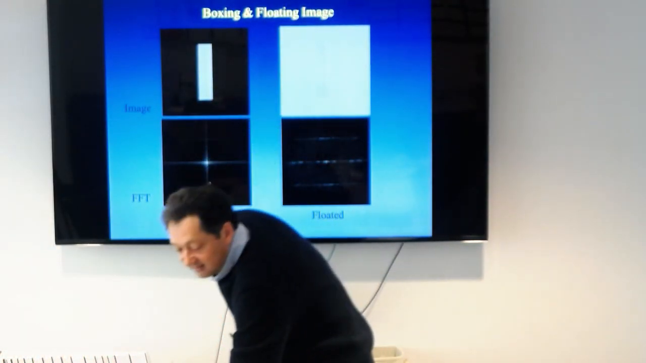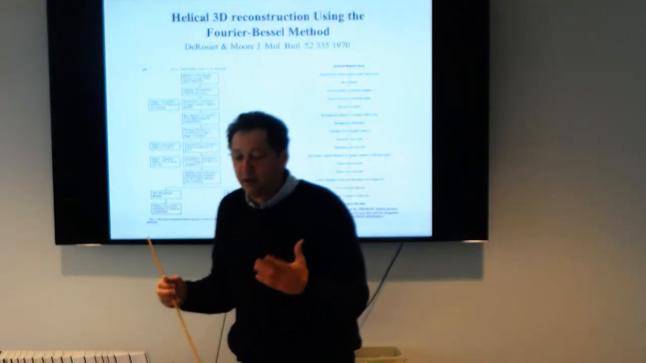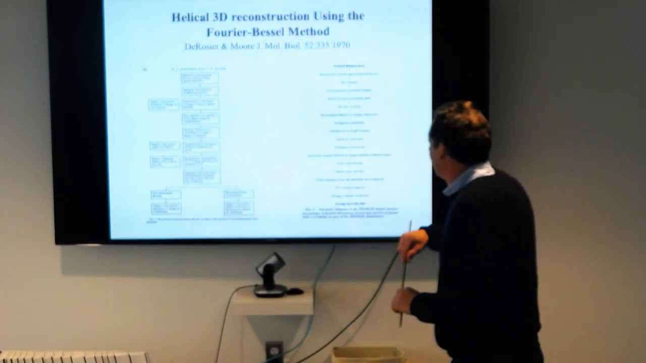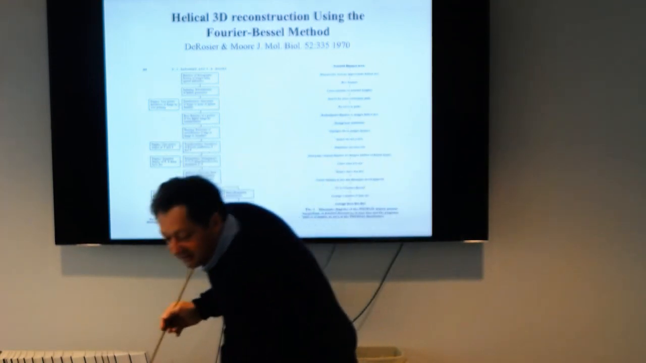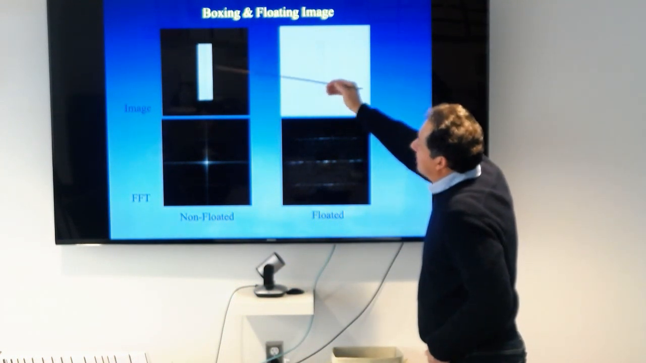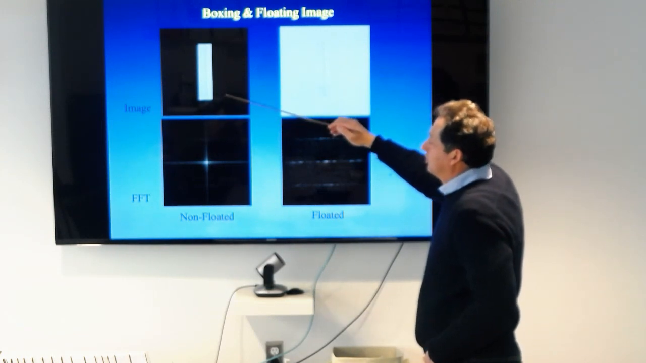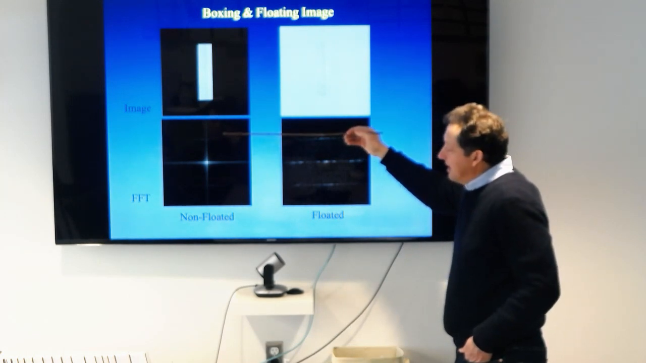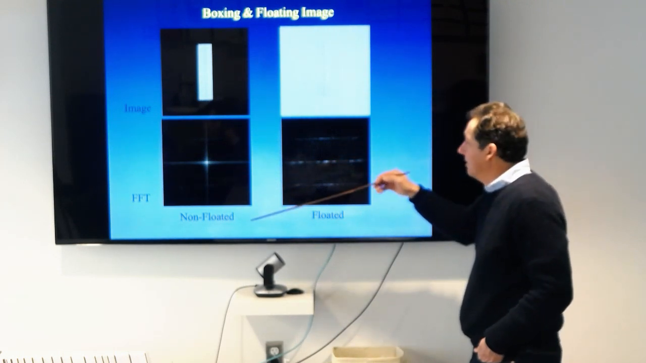So, in the traditional helical reconstruction approach, from the original paper of David DeRosier here, we'll go through it step by step, but basically you start from a helical specimen, you have your 2D micrograph, and then you want to obtain a Fourier transform of that, because from here is where you're going to obtain all your Fourier terms to do your Fourier Bessel inversion.